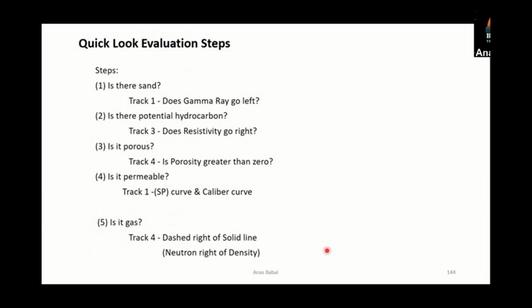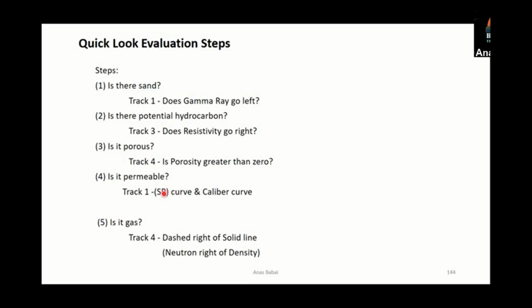So this is to summarize the steps. If there is a sand, we'll check the gamma ray. If there is a potential hydrocarbon, we'll check the resistivity log. If it goes right, that means there might be hydrocarbon. Is it porous? Is the porosity greater than 0? Is it permeable? We can get information about the permeability from either the SP or the caliper.